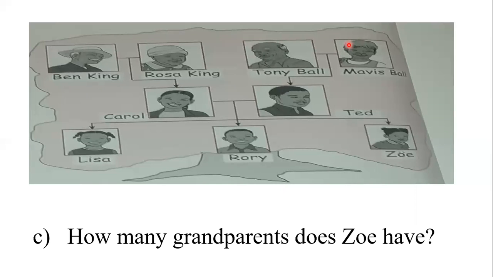How many grandparents does Zoe have? Here is Zoe. Does she have 1, 2, or does she have 1, 2, 3, 4 grandparents? So remember, the grandparents are at the top, then the parents second, then the children third. So here is Zoe. How many grandparents does she have? Is it 4 grandparents or is it 2 grandparents?